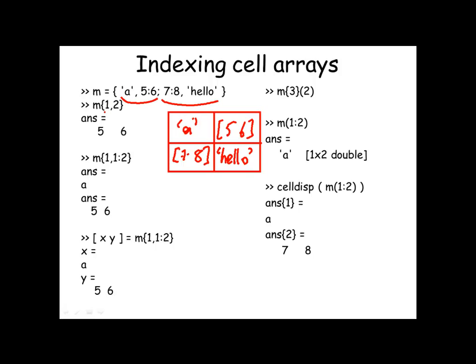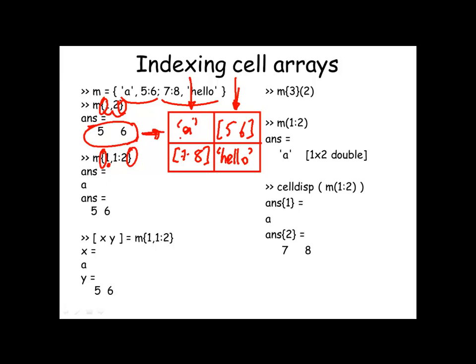Now, I'm indexing the first row, second column. And because I'm using curly brackets, the result will be the contents of that cell. In this case, it will be a vector that contains numbers 5 and 6. In the second example, we are indexing the first row, but the first 2 columns. And because curly brackets are being used for indexing, the contents of those cells will be taken out.